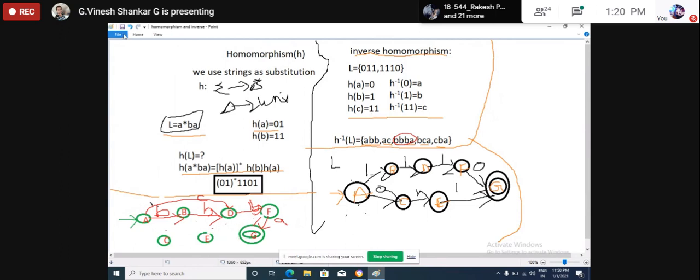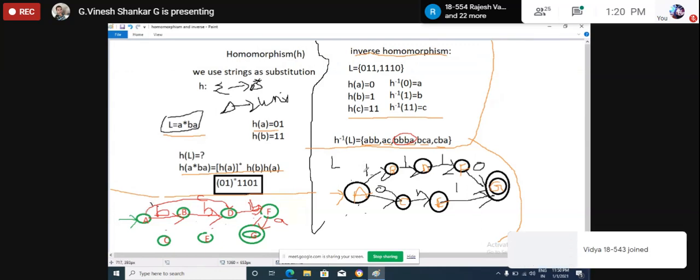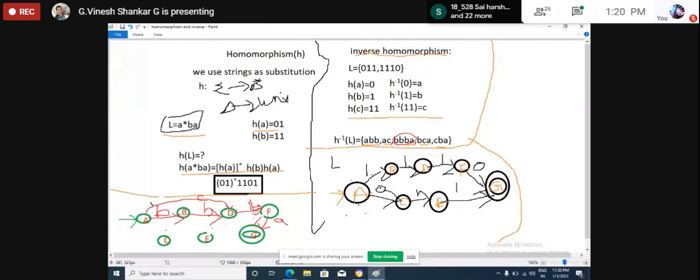You see here, we are having 1 A to B, so I am taking it with B. B to D 1, so I am taking 1. D to F 1, I am taking B. F to G 0, I am taking 0, and inverse of h of 0 is A. That is nothing but triple BA. That string is covered here.